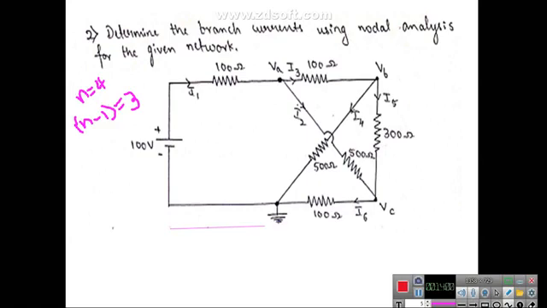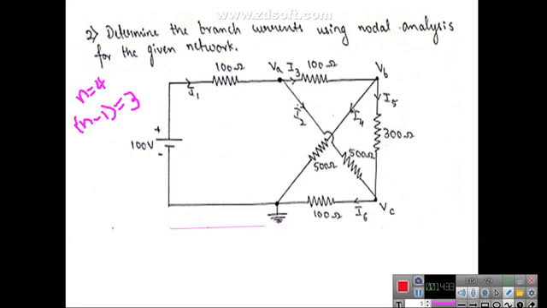Similarly, the current in this branch I assumed as I3, in this direction. In this branch is I2, in this direction. Likewise, you can assume the direction of current in each branch. This is I4, I5, and this one I assumed as I6. Once you mark the current directions, then you can go for writing the nodal equation.